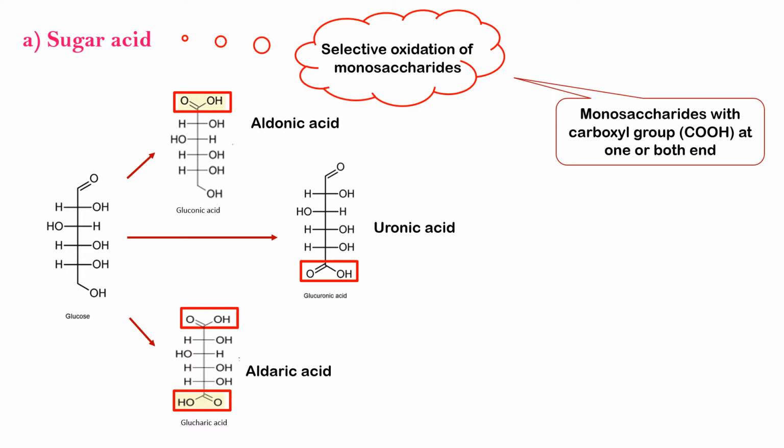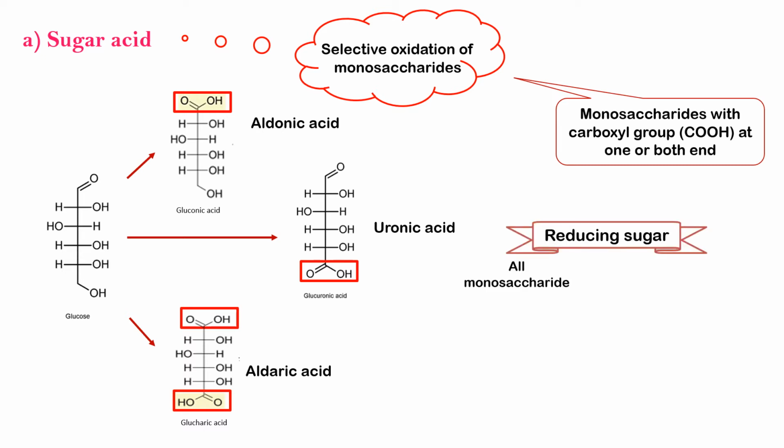Due to the property of sugar being selectively oxidized, carbohydrates that can reduce oxidizing agents are referred to as reducing sugars. All common monosaccharides are reducing sugars. The common disaccharides maltose and lactose are reducing sugars. However, sucrose is a non-reducing sugar.